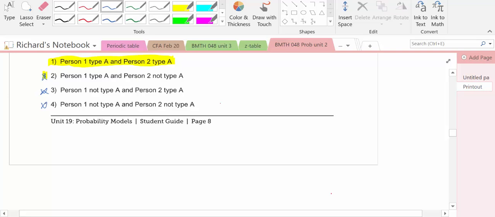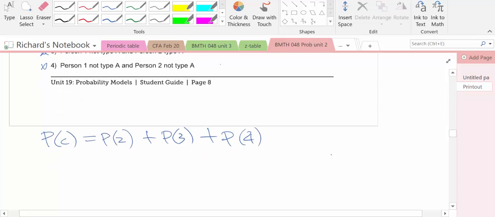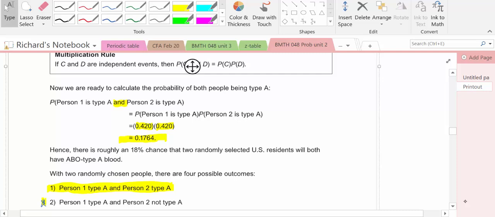So I'm going to say, and this is in your notes, the probability of event C occurring, where event C is that at least one person is not type A. That's the probability that 2 is occurring, or 3 is occurring, or 4 is occurring. Well, how do we calculate these various things? The probability that event 2 occurs, that person 1 is type A and person 2 is not type A, is going to be an AND situation.